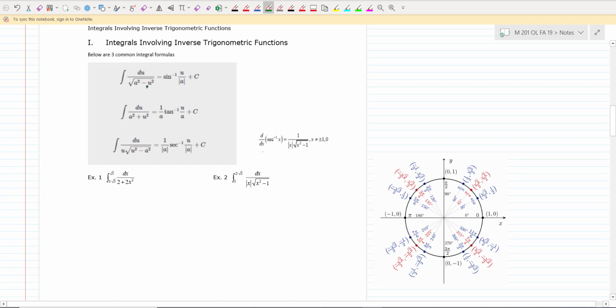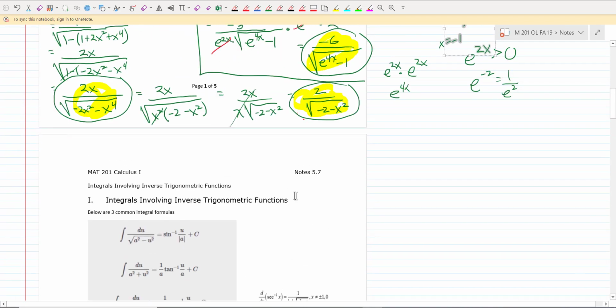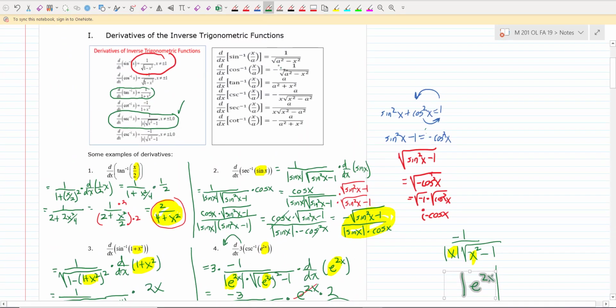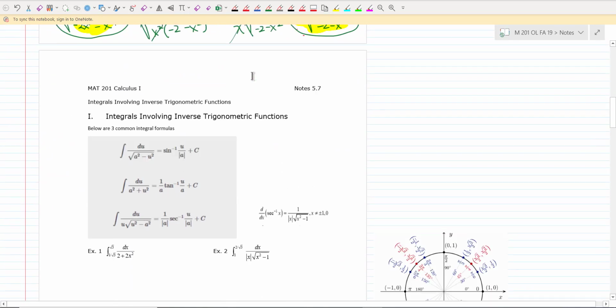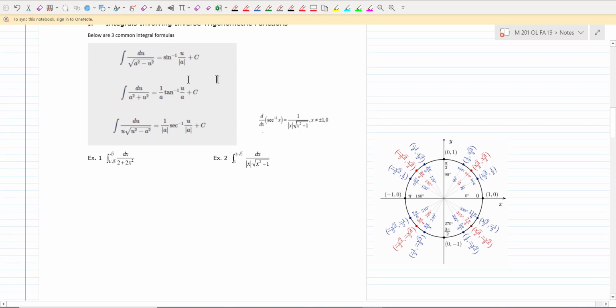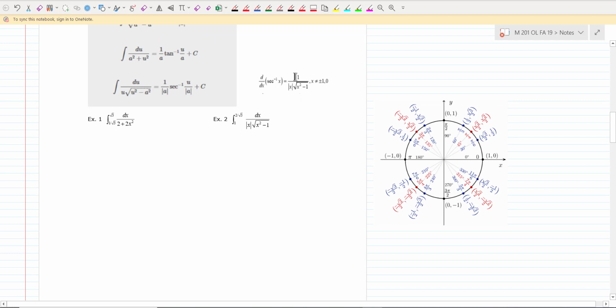And these are basically, if you go to the previous page, this is kind of like you're given this side. So if you had an integral that looked like this, you would be dealing with an inverse sine of x over a. If you had something like 1 over a squared plus x squared, then you would be working with inverse tangent of x over a.